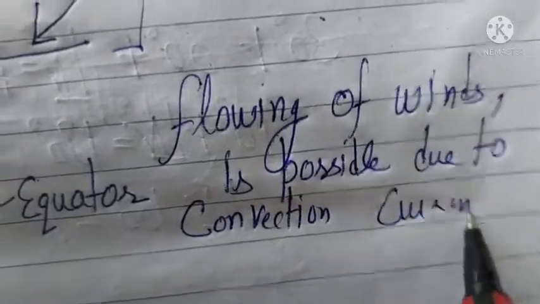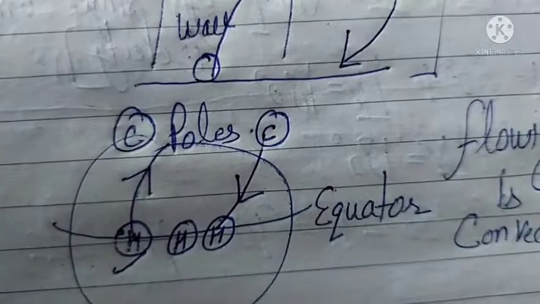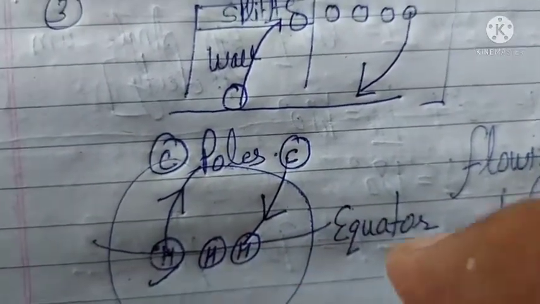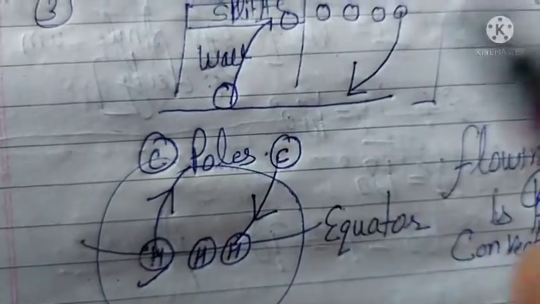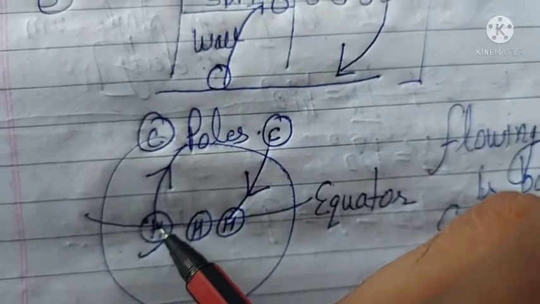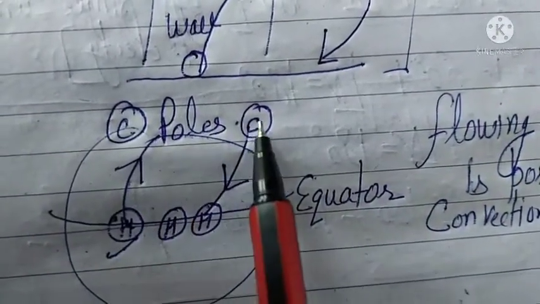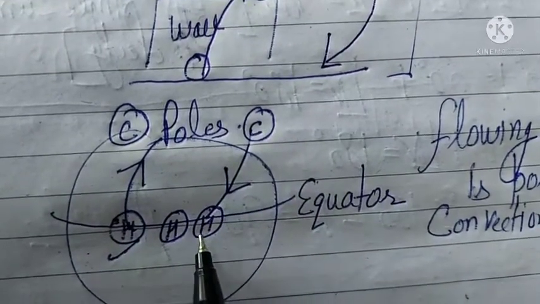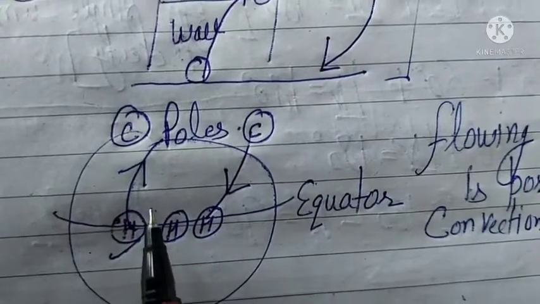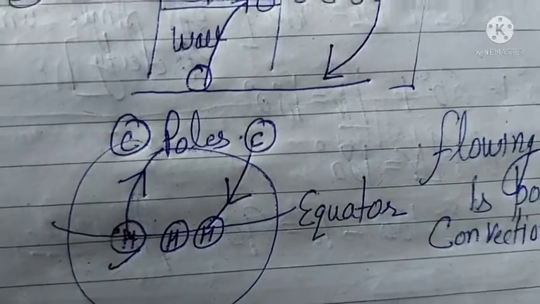As I have already told you, the air particles at the equator are hot, and the air particles at the poles are cool. So the hot air particles are light in weight, they will rise upward, and the cool air particles at the poles will move toward the equator. A kind of convection current will set up, and this is mainly responsible for the flowing of winds.